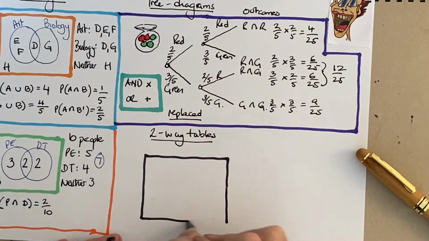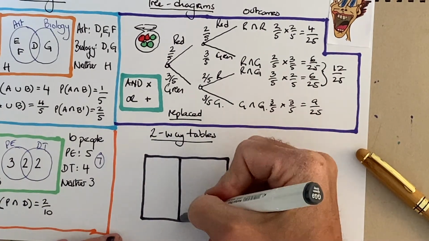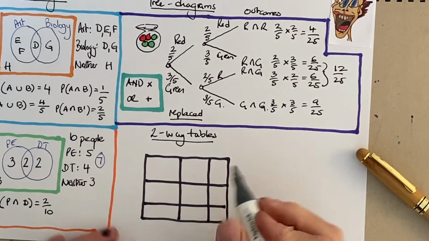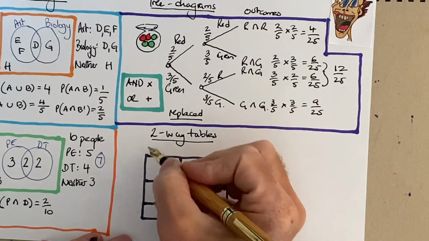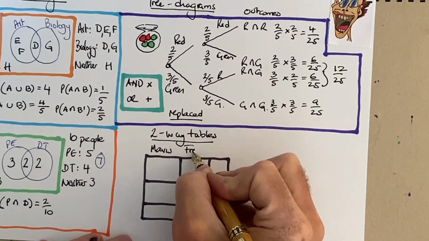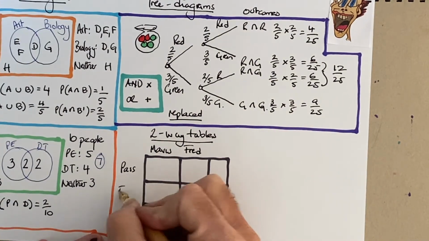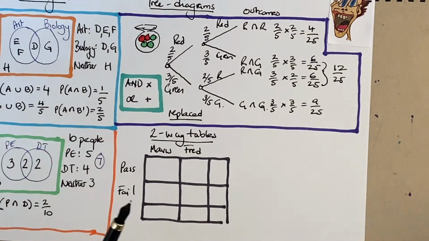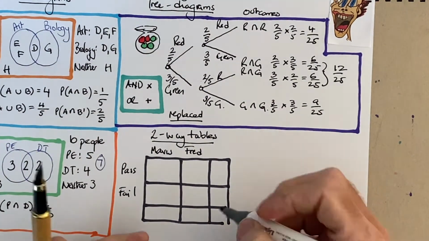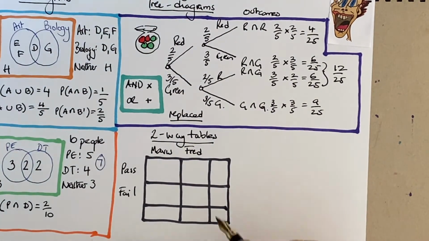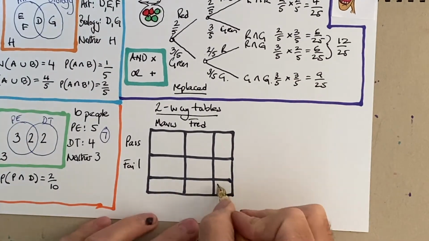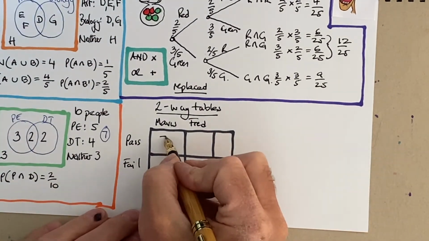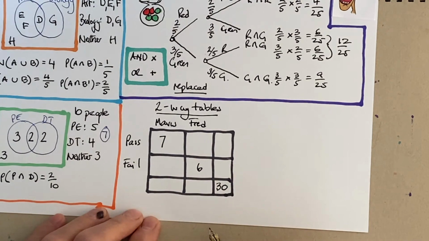And we have, let's do it this way. So, I have Mavis here and Fred here. Now you can either pass or fail. And this cell down here is our total. So let's say we have 30 people doing this. So here we go, 30 people. And let's say we know that 7 passed with Mavis, 6 failed with Fred. And let's also say we know that in total 16 people went with Mavis.